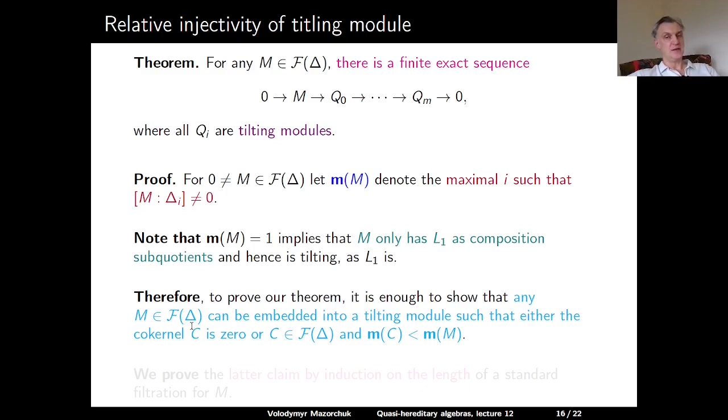such that either the cokernel is 0 or the cokernel is in F(Δ) and has strictly smaller invariant bold M. So bold M of the cokernel is strictly smaller than bold M of M. If we can do that, we can do it repeatedly, and at the end we make this bold M invariant equal to 1, and so the cokernel will be a tilting module. So let's prove only this claim that any module with a standard filtration can be embedded into a tilting module such that the cokernel is either 0 or has strictly smaller bold M invariant.